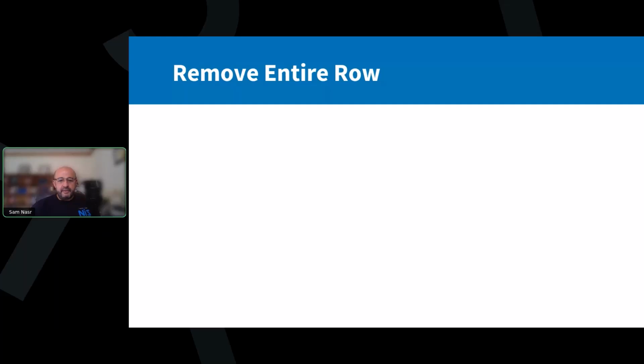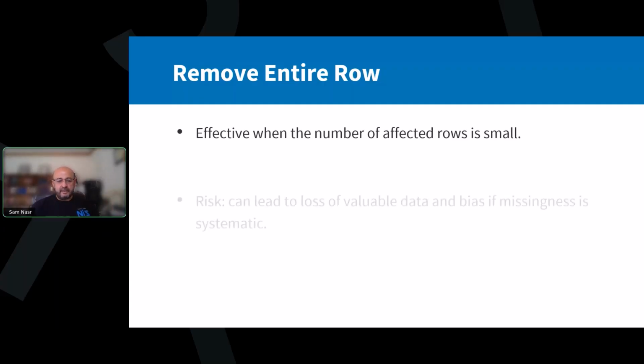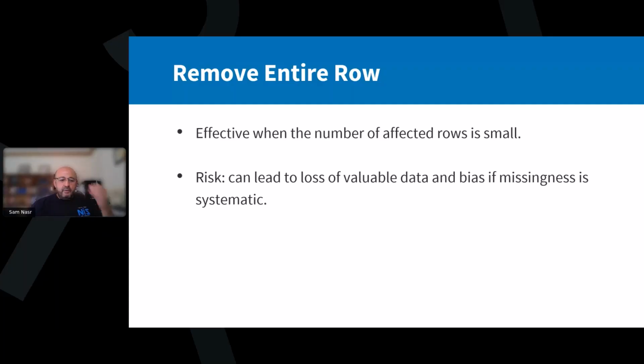Another option to consider is removing the entire row. So this is effective when the number of rows is relatively small, meaning the number of rows that I'm going to be removing is small in comparison to the record set at large. However, this can lead to a loss of valuable data, especially if the record set is small.